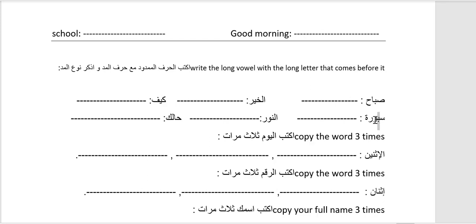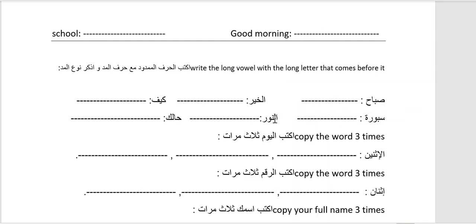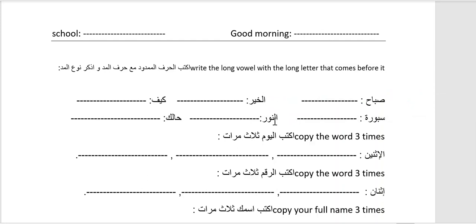Sabura. Here we have the long vowel waw, and the long letter is ba. An-nur. The long vowel here is waw, and the long letter is nu. Haluka. The long vowel is alif, and the long letter is ha.